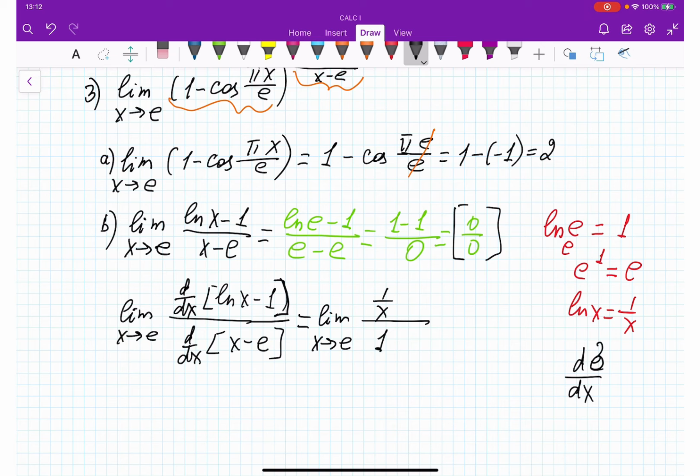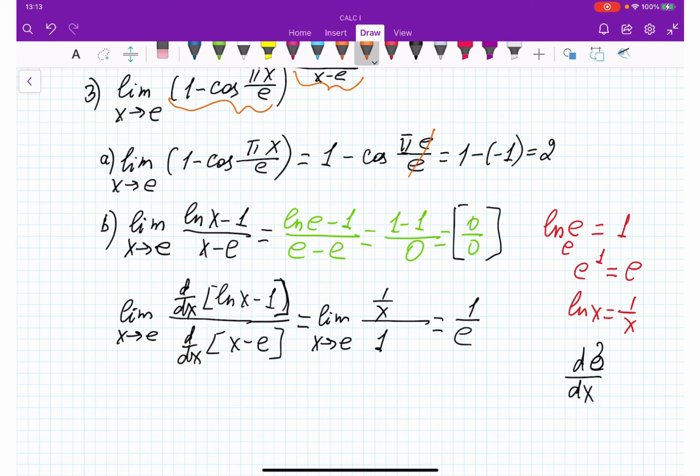So we are getting the result 1 over x divided by 1, and the result is going to be 1 over x. And if we now plug in the limit x approaches e, we will get 1 over e. Okay, all right, so now we can put it together.